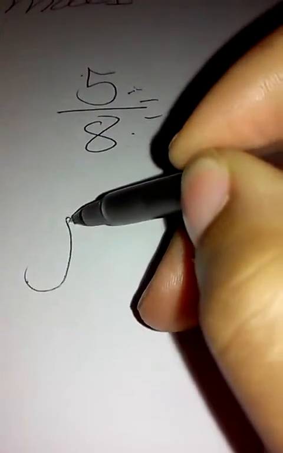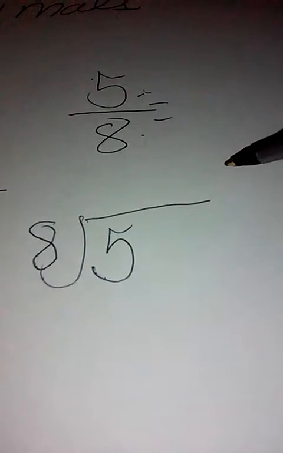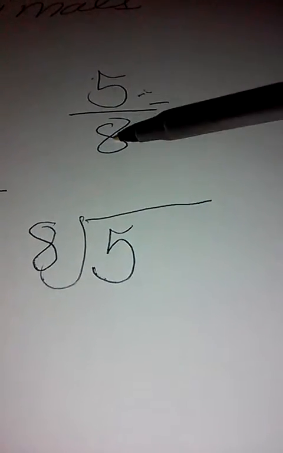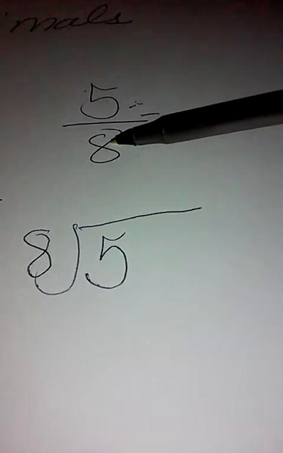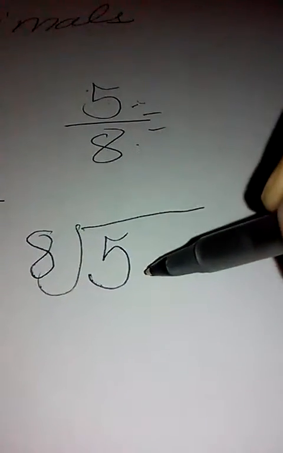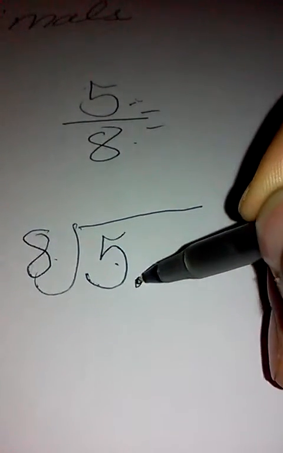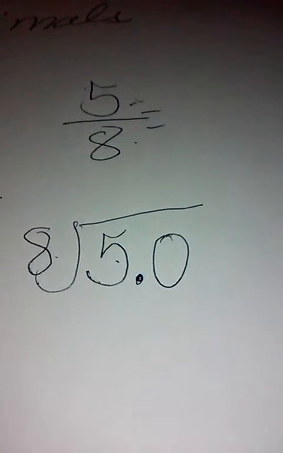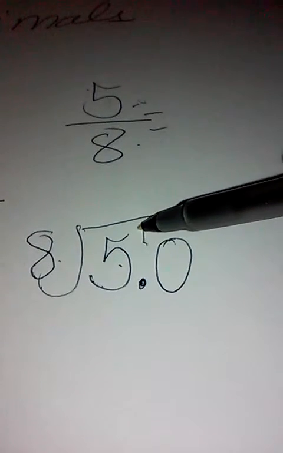This number is our dividend. This number is our divisor. Dividend always goes on the inside. Divisor always goes on the outside. Or we could say numerator and denominator. Numerator always goes on the inside. Denominator always goes on the outside. We know that 8 can't go into 5. So we're going to add a decimal and a 0. We're going to bring the decimal straight up.